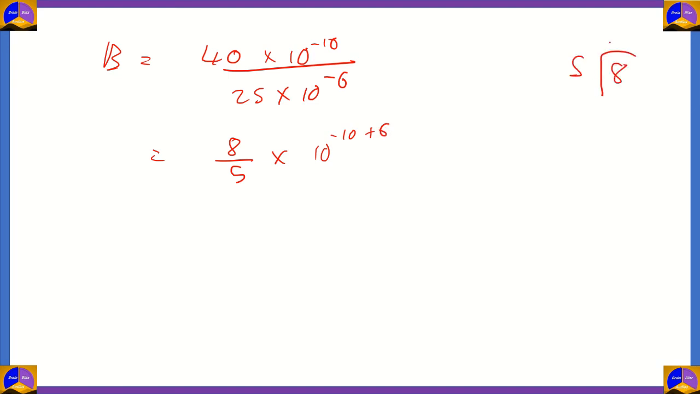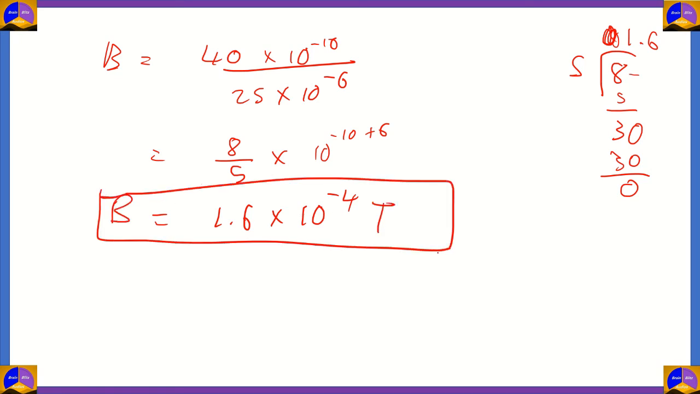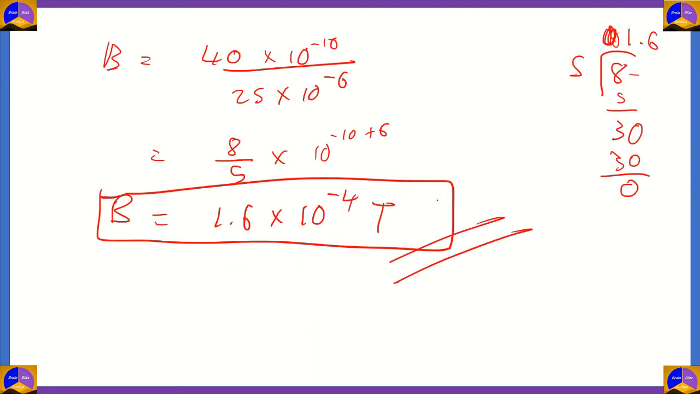So when you look at 8 divided by 5, you have 1. 8 minus 5 gives you 3. And then you put a point, it becomes 30. And then you put a 6. So 6 times 5 is 30. 30 minus 30 is 0. So 8 divided by 5 is 1.6. 10 raised to minus 10 plus 6 gives you 10 raised to minus 4. So the value of B is 1.6 into 10 raised to minus 4 Tesla. Tesla is the unit of the magnetic field induction.